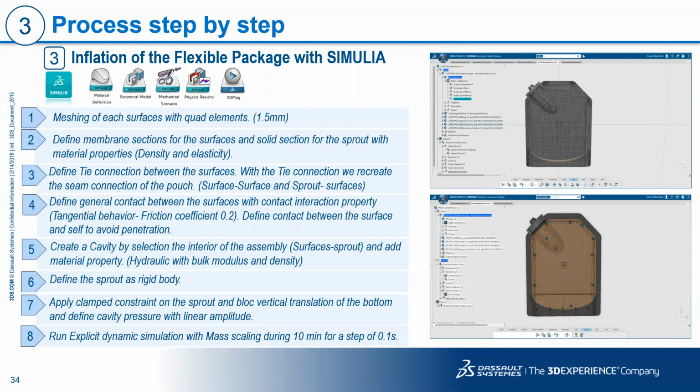So first we mesh each of the surfaces with quad elements, with a quad dominated mesh. We apply material properties on it, defining some density and elasticity, and we can tie the surfaces essentially to simulate the seals. We can define the damage for those, whether the seal will actually break under stress and so forth.